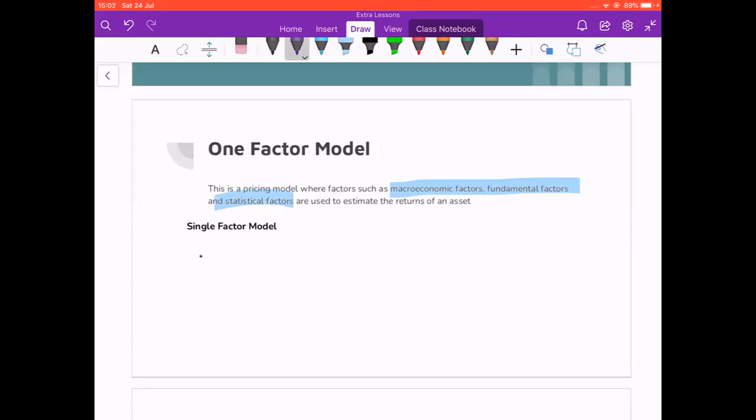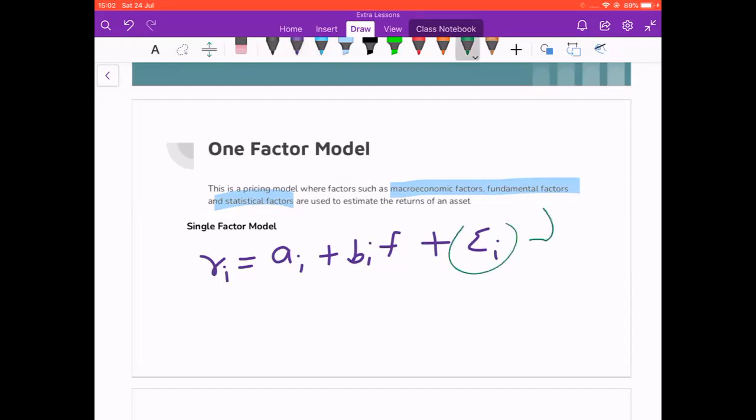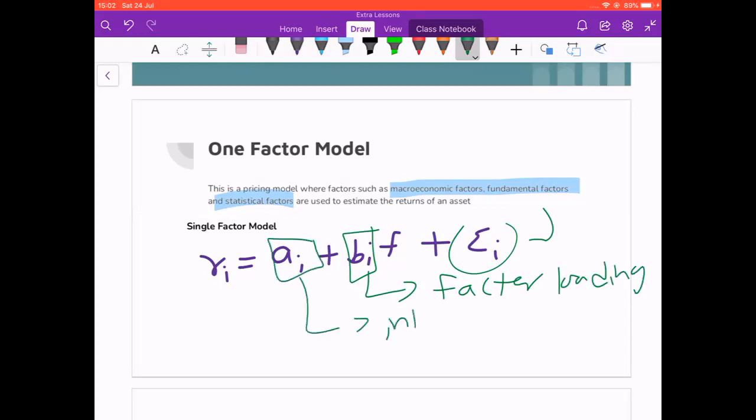So to find this return, you can see that the return of asset i is going to be equal to a_i plus b_i times the factor plus an error. This is your error, which you can sometimes call random noise. This one is going to be called your factor loading, and this one is going to be called your intercept.